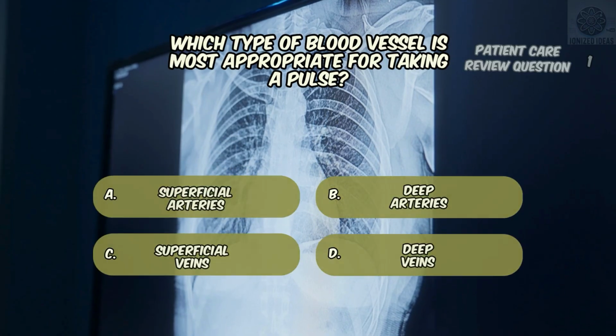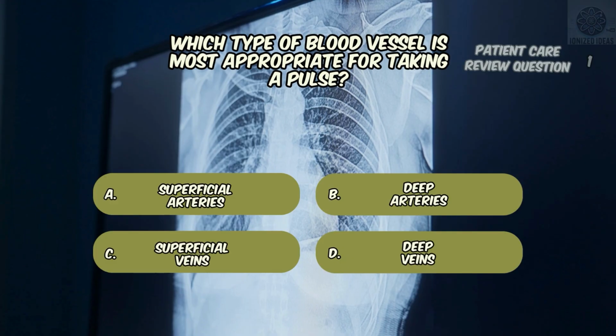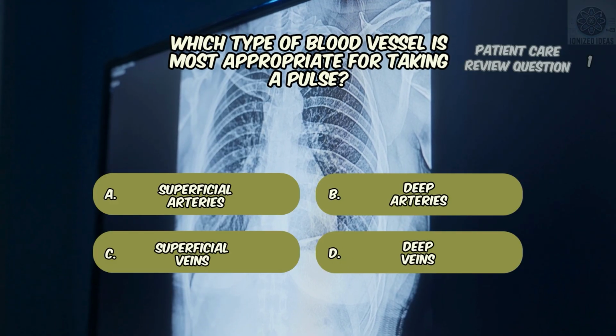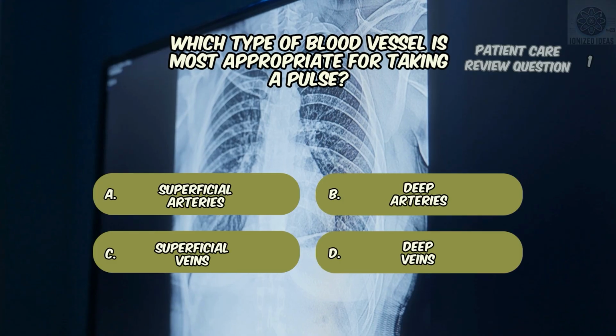Let's begin. Which type of blood vessel is most appropriate for taking a pulse? A. Superficial arteries, B. Deep arteries, C. Superficial veins, D. Deep veins.